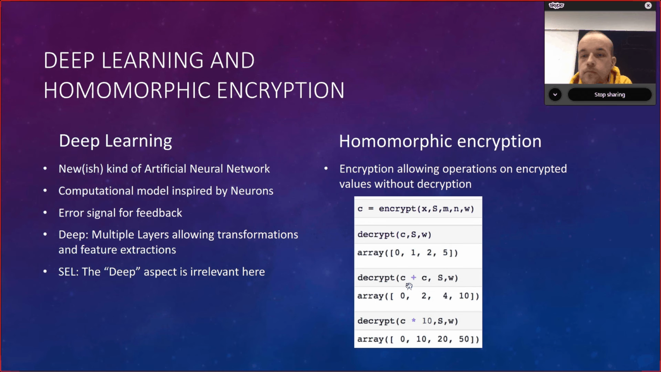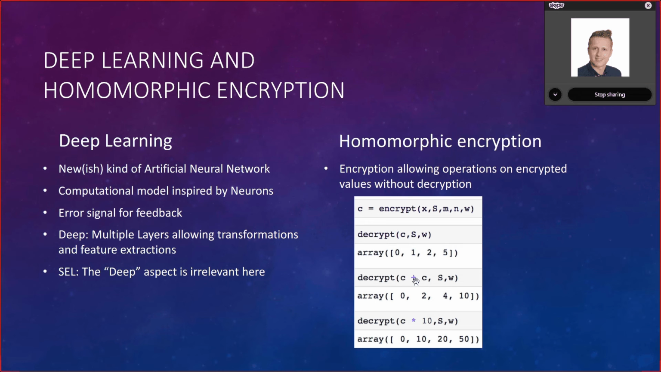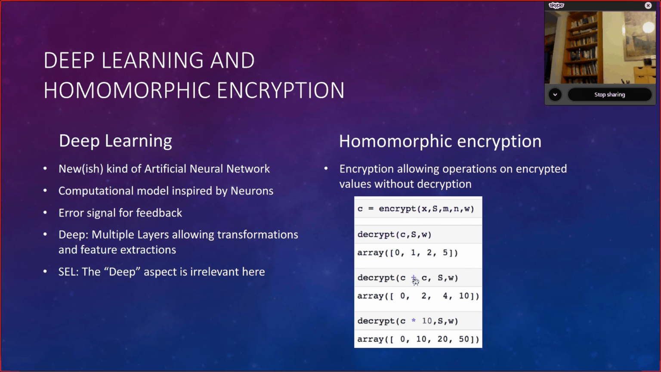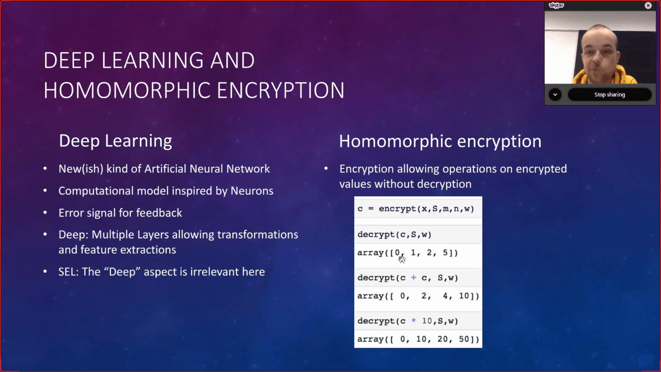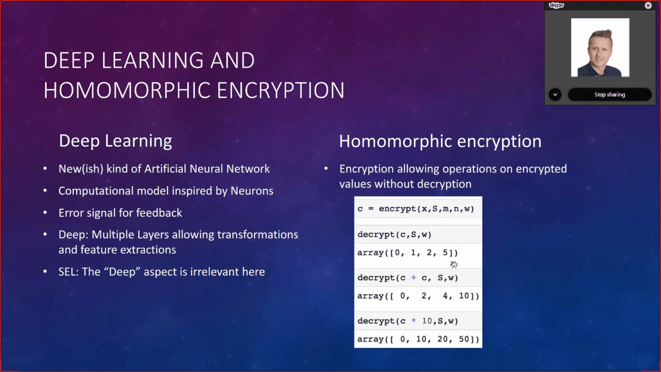The funny thing about homomorphic encryption is if we work on the encrypted data, for instance, add it to itself. Normally, if you take two encrypted things, you would get something completely random. But here, for homomorphic encryption, you actually get a very meaningful result. You get the same as if you were taking the unencrypted and adding it to itself. So 0 plus 0 is 0, 1 plus 1 is 2, and 5 plus 5 is 10.